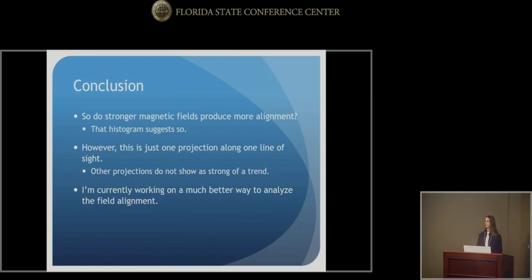And I'm currently working on a much better, more robust way to analyze the alignment in the magnetic fields, and we think that it'll give us much better results and in the future could be very helpful for astronomy. So how this relates back to what I was saying initially about star formation is it's very hard to measure magnetic field strength. So if we were able to find a strong correlation between the alignment of the magnetic fields and the field strength, this might help us identify the magnetic field strength in real molecular clouds out in space.